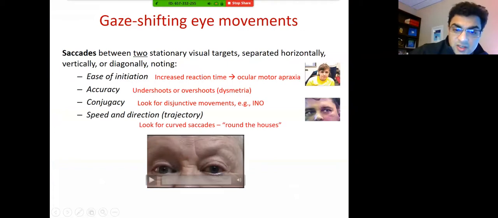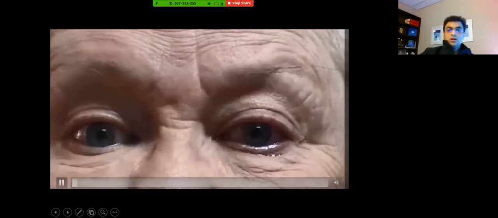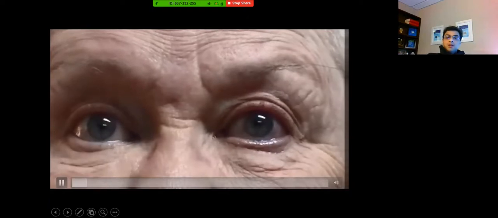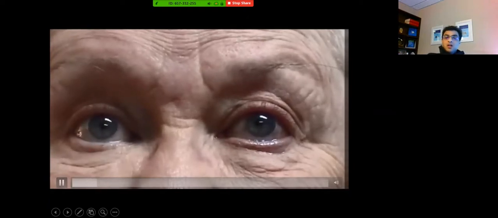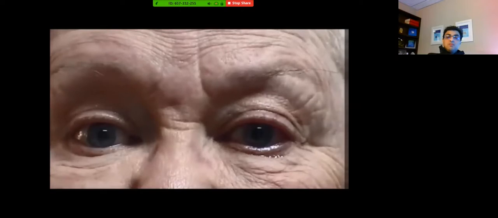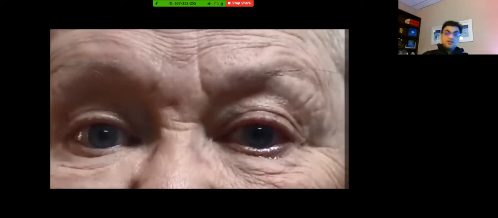So this is one of my patients with PSP. As you can see, the vertical saccades are not only slow, but she's making a little curvature. And it's not actually curvature, it's actually serpentine. It goes like a little serpentine trajectory. So actually, the round the houses sign, I call it a serpentine finger saccade.